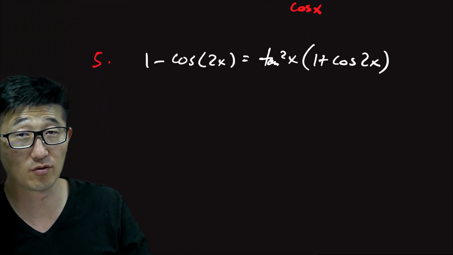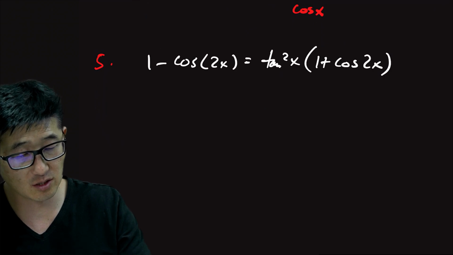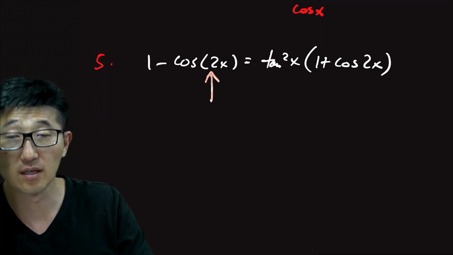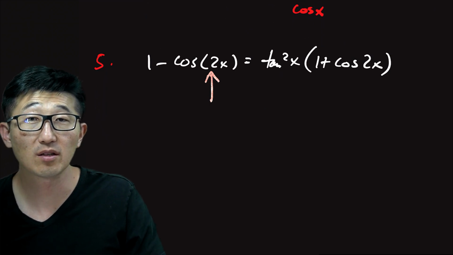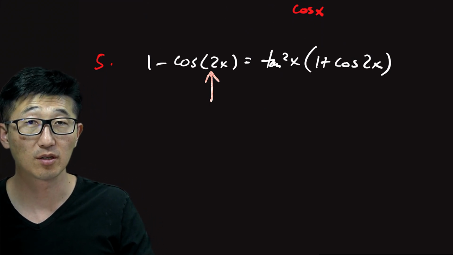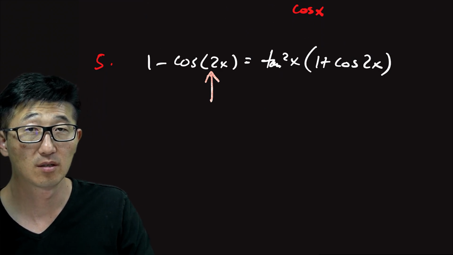Okay, this one's a tough one for students. Do you recognize this? What do you call this guy? Do you see how the angle is being doubled? It's called the double angle formula.